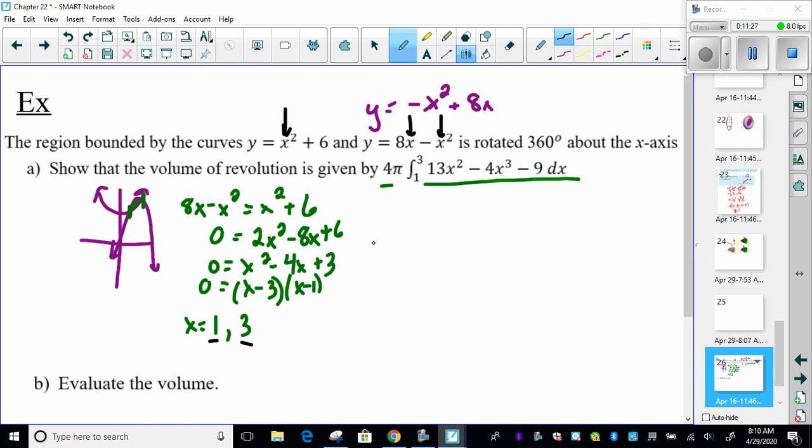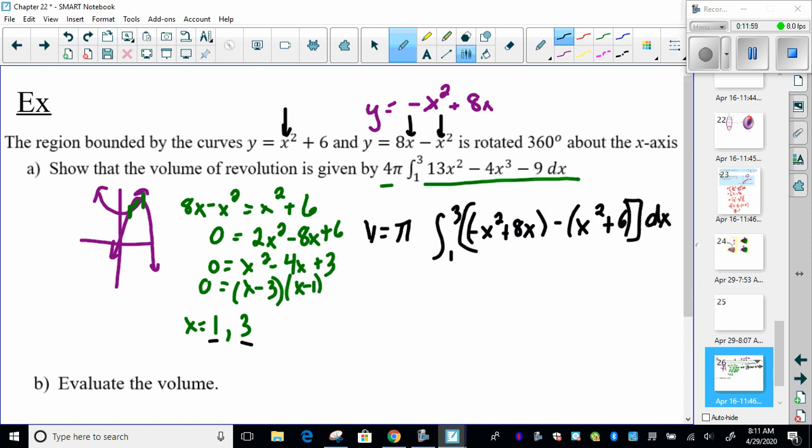So therefore, we know our volume is pi times the integral from 1 to 3. We just found that. Now I need to set up each of my pieces. I know my upper is this one because when I plugged in 2, this gives me my bigger number. So it's (negative x squared plus 8x) minus (negative x squared plus 6) dx. Oh, and then I square these two, sorry, because it's my radius squared.